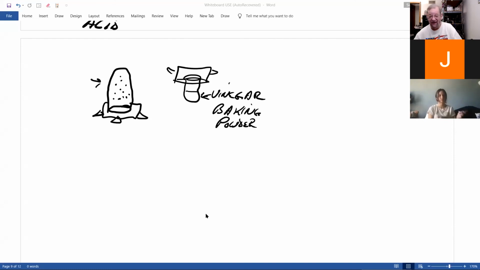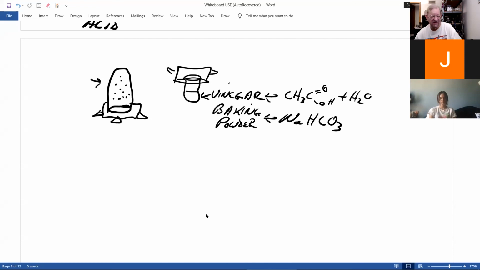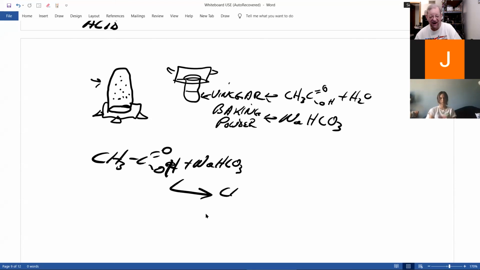Why did it do that? Well, let's find out. Well, what's vinegar? It's water and acetic acid. What's baking powder? Sodium bicarbonate. And therefore, as you learn from the reaction we just did, when you mix those together, you get the carboxylate anion, which is not what's important here.